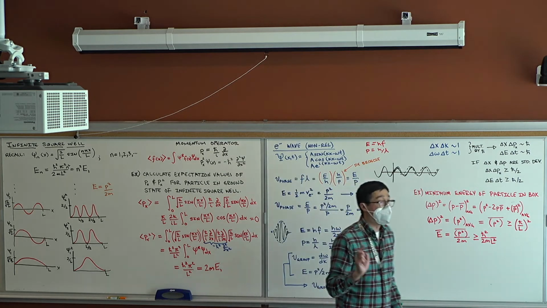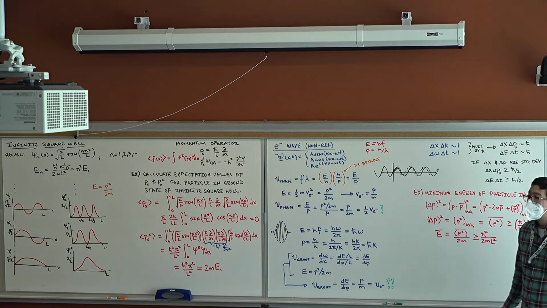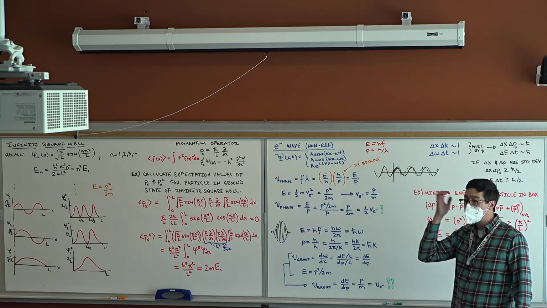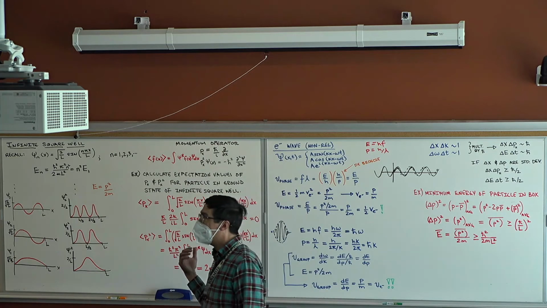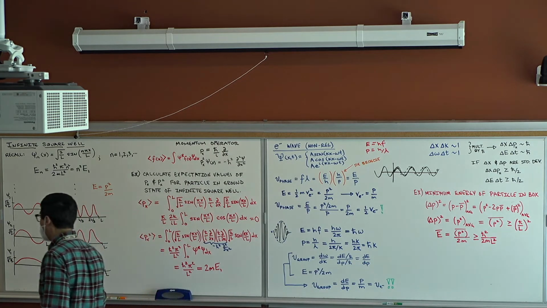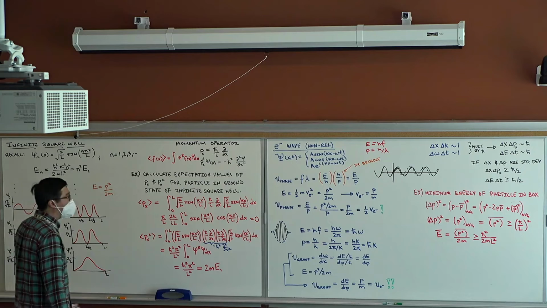But it comes at a cost. So last week we looked at the kind of classical uncertainty in the position and wavelength.